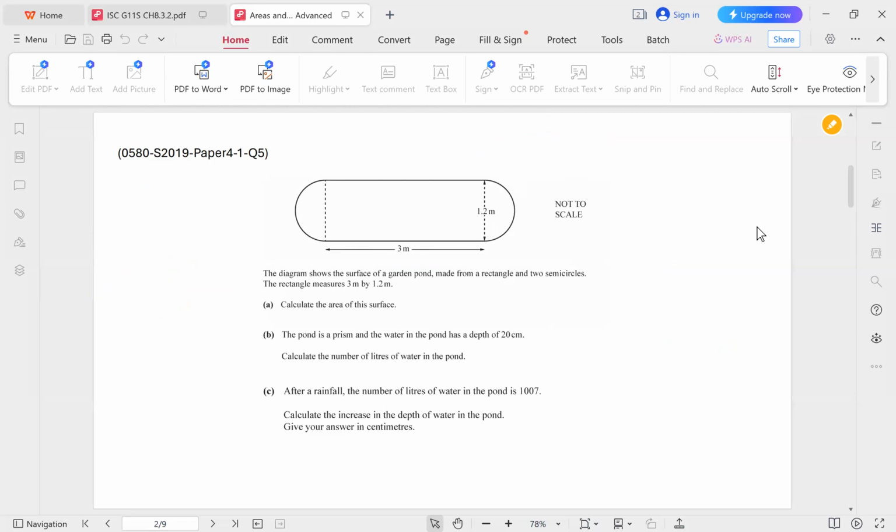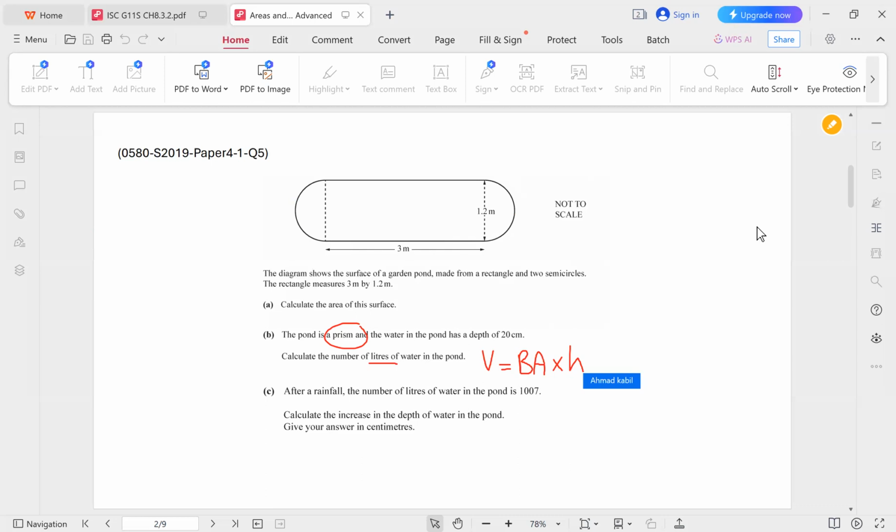In B, they are telling us that the pond is a prism and the water in the pond has a depth of 20. Calculate the number of liters of water in the pond. So number of liters is a unit to measure volume. So this is the same as saying calculate the volume. What is the volume of any prism? So the volume of any prism is equal to base area multiplied by height.